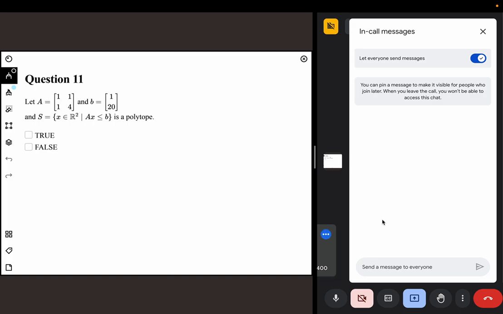Okay, so I have two matrices A and B here, and I'm defining Ax less than or equal to b. So this is definitely a half space. When I write it in this form, a transpose x less than or equal to b, then it is a half space. So I'm calling it a polytope. So what is a polytope? A polytope is basically a bounded polyhedron, right? And a polyhedron is basically an intersection of half spaces.